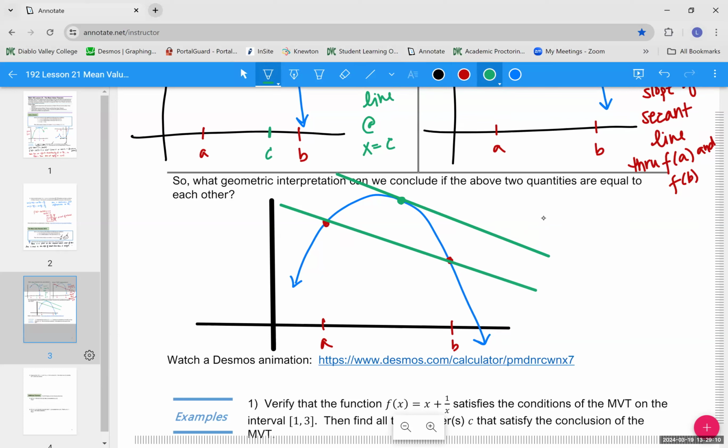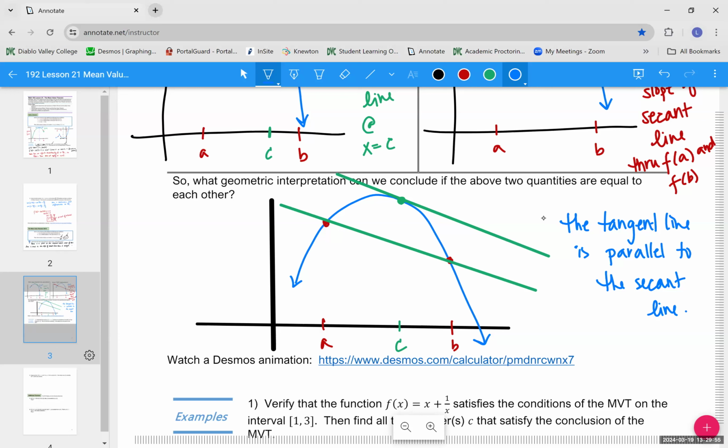So if I have that point of tangency here, we're looking at the place where the tangent line is parallel to the secant line. That's sort of the geometric interpretation. Another way to say that is that the instantaneous rate of change at the moment of c is equal to the average rate of change over the entire interval. Because we can also interpret those slopes as rates of change.